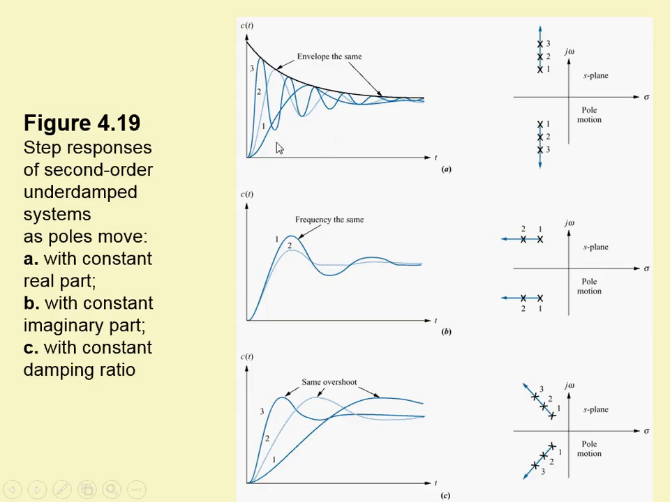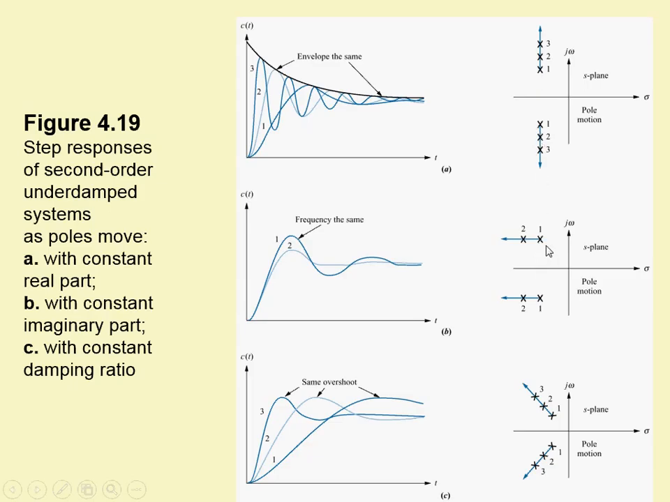So if you move the poles to the left, the system becomes slower. All right, wait a second. The system becomes faster. And then if you move it over here, the system becomes slower. See here? Now, if you move it on a diagonal like that, you take the same overshoot, but do you see the frequency goes higher as you go left? Same thing here, the frequency will go higher.